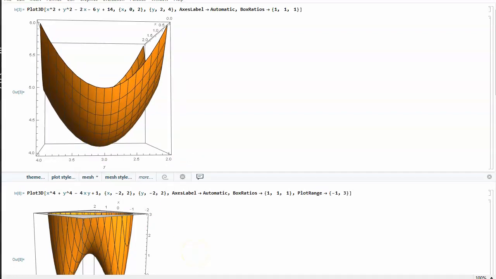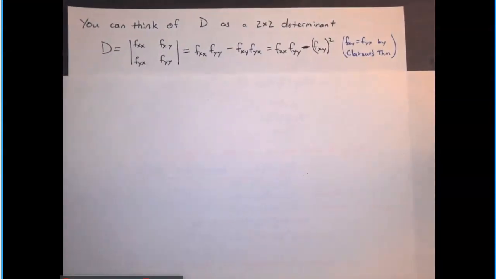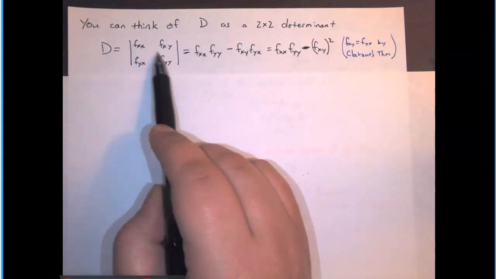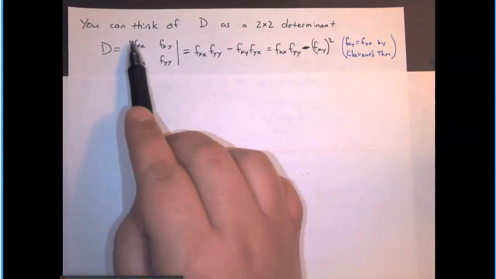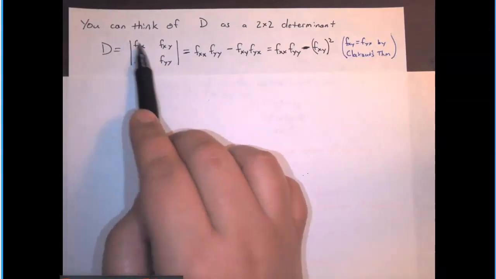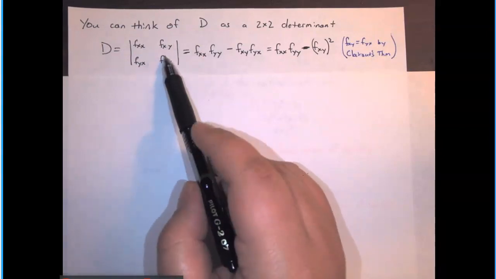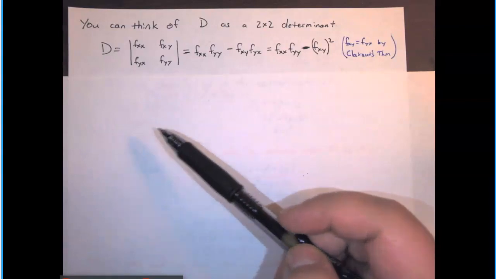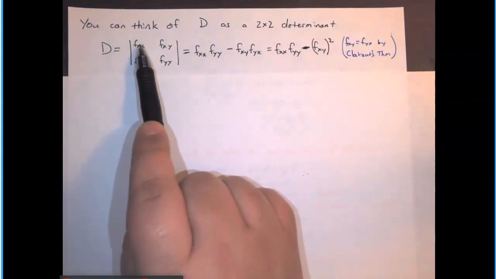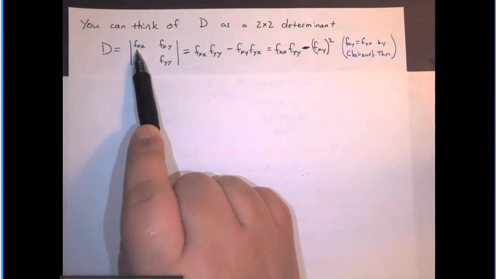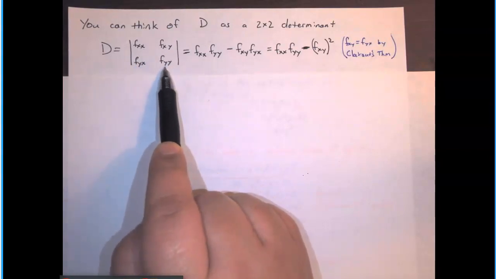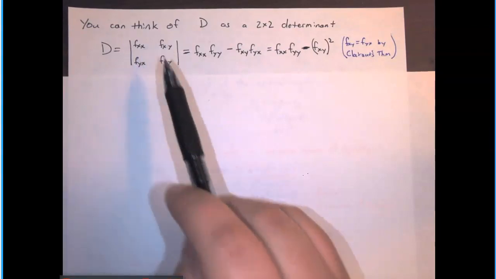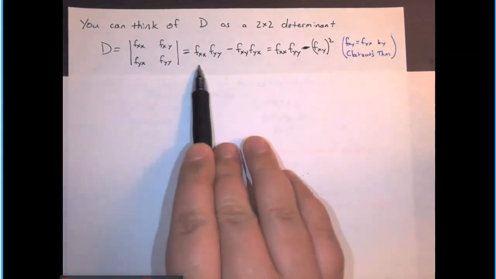You can think of the discriminant as a 2 by 2 determinant. If you create this array where you put the second order partial derivatives with respect to x and y on this diagonal and the mixed partial derivatives on the anti-diagonal, and we compute the determinant, which means I multiply the partial derivative with respect to x twice times the partial derivative with respect to y twice, and subtract the product of these two terms, the mixed partials. This is what I get.